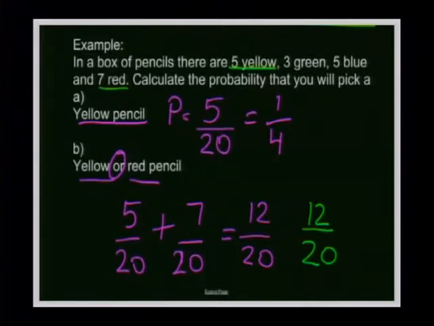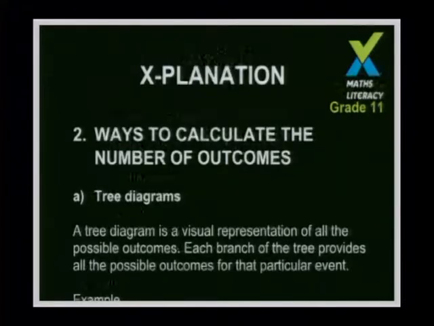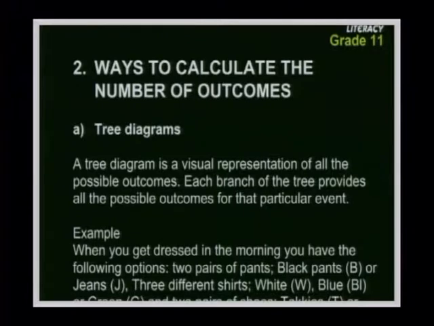So you can see that we ended up with the same answer as we did with the calculations with the OR. Right, let's now discuss the different ways we can calculate the number of outcomes. The first thing we can do is use a tree diagram.